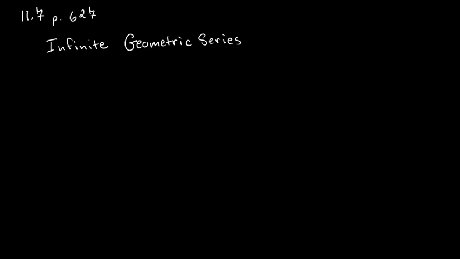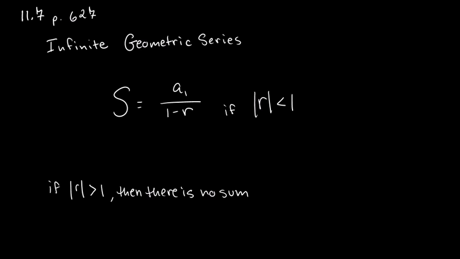In 11.7, starting on page 627, we begin talking about infinite geometric series. So the infinite part of this section really is telling us that we just keep adding terms, and that we have more and more terms that we are adding to our sequence. There are a couple of different problems that we are going to discuss, the first of which is trying to find the sum of the series, and here is the formula for that.